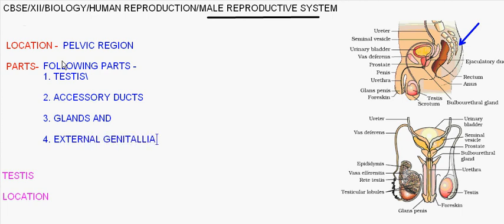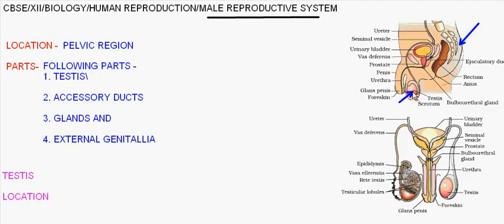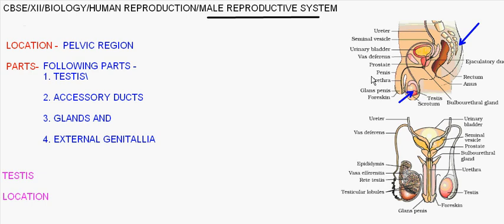Now, as you can see in the first image, this is the testis shown in reddish orange color. Accessory ducts, I'll discuss later. Glands and also external genitalia. Actually, penis is considered as external genitalia. These are the parts I will discuss in detail later.